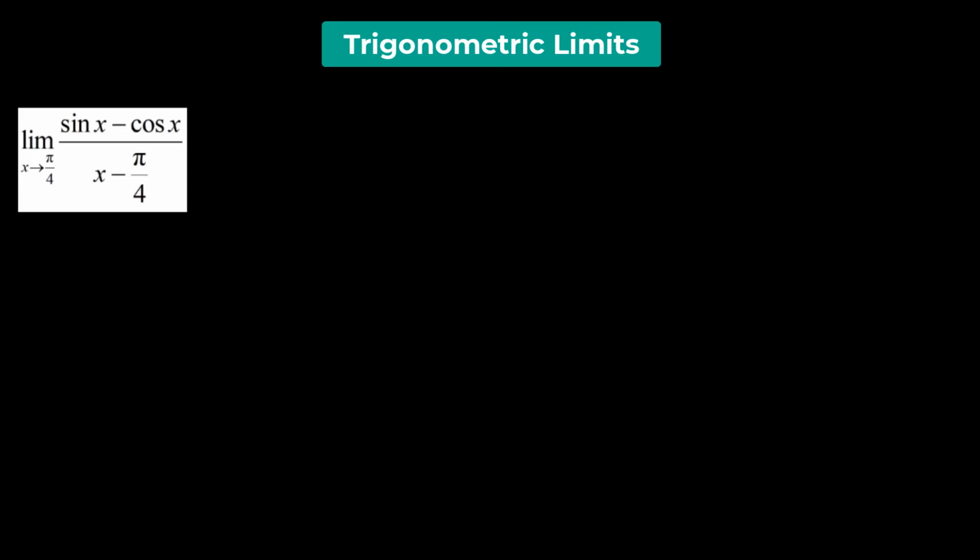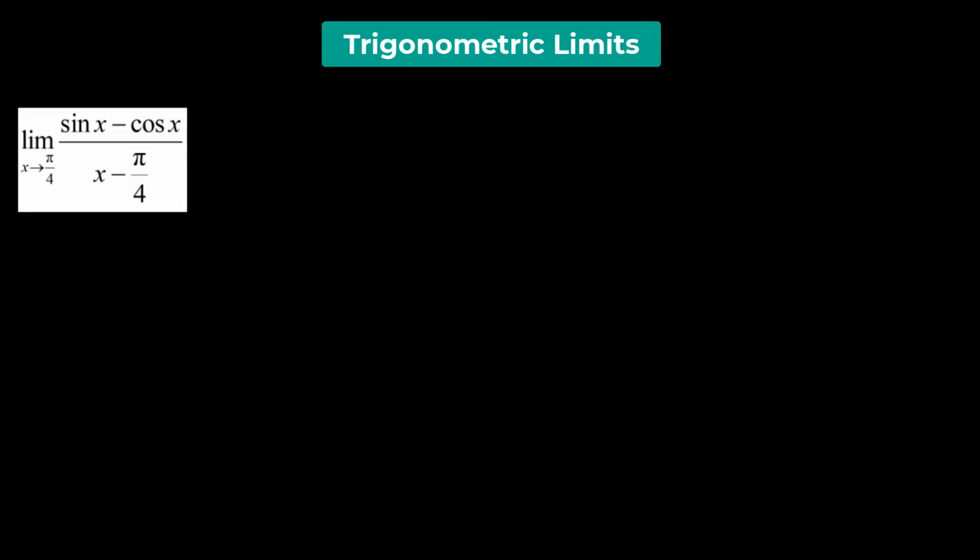So here we have the function given by sine x minus cosine of x divided by x minus pi by 4. So we have to determine its limiting value when x approaches pi by 4. Now we want to do a direct substitution for the value of x. We have sine pi by 4 minus cosine of pi by 4. Now sine pi by 4 is 1 over root 2. Also 1 over root 2 is the value of cosine pi by 4.